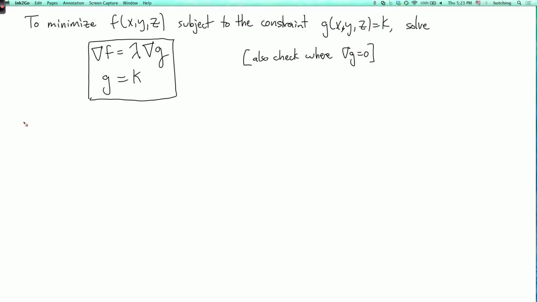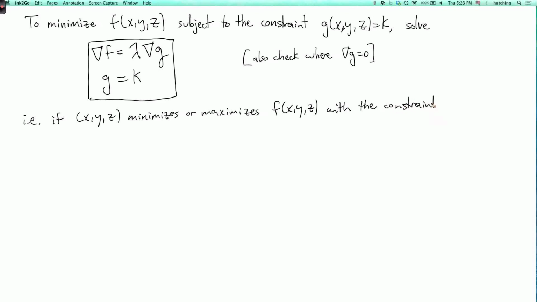So in other words, if x, y, z minimizes or maximizes f of x, y, z with the constraint g of x, y, z equals k, then we must have the gradient of f equals lambda times the gradient of g for some scalar lambda.